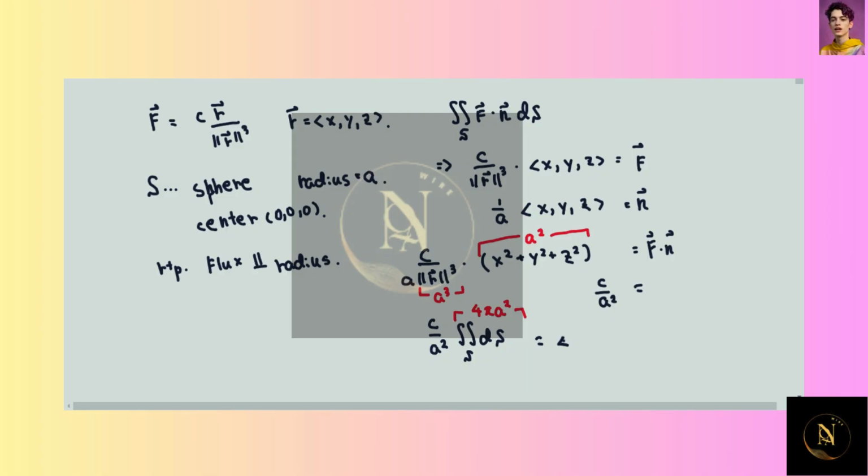Long story short, this last expression does not depend on the value of a at all, so we really don't need to care much about the radius, hence proving the fact that the flux is independent from the radius. And that is the end of the proof.